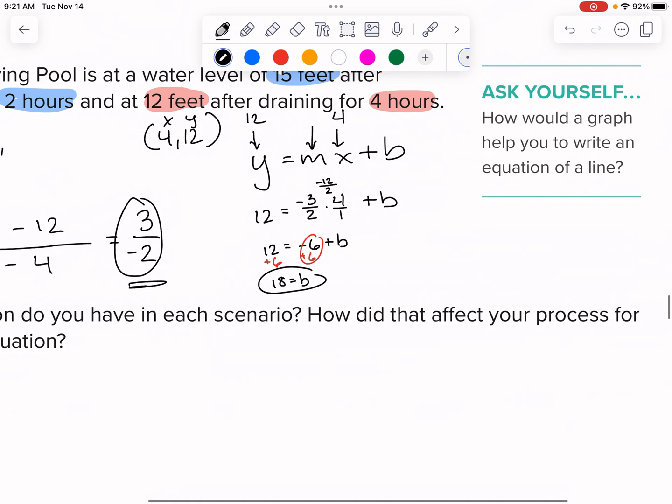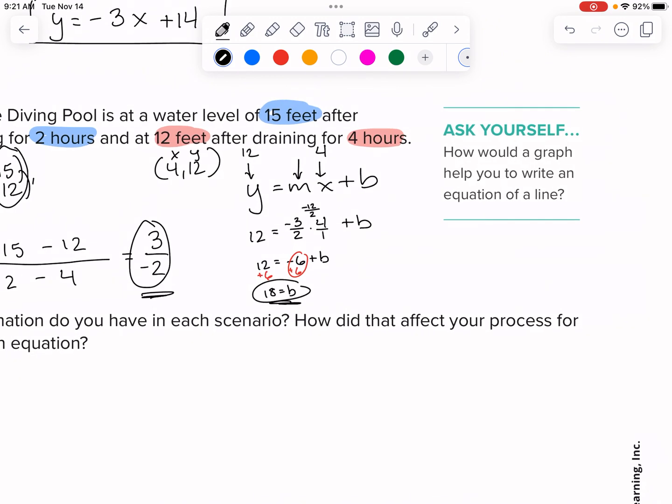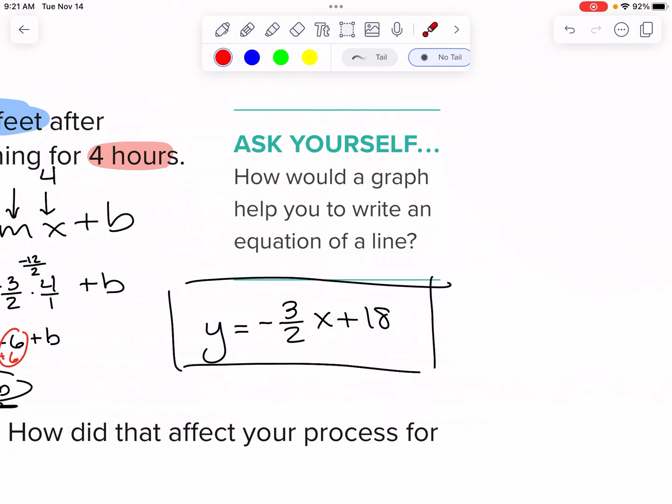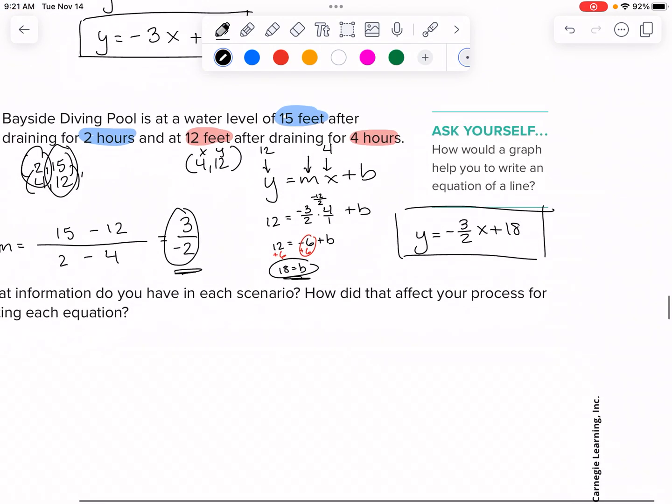So I have my slope, I have my b. Let's plug that into the formula. So our equation for this is what we wanted: y equal to negative 3 halves x plus 18, right? And what this tells me is our pool is 18 feet, and we drain this at a rate of 3 feet for every 2 hours. Or if you simplify this, this would be negative 1.5, so 1.5 feet every hour. All right, let's move on.